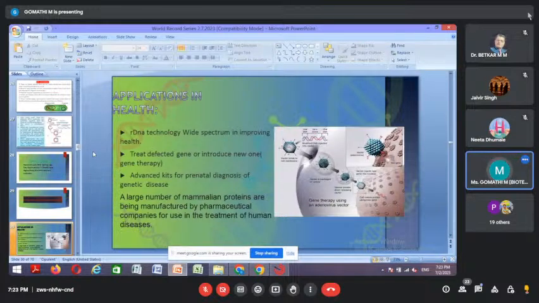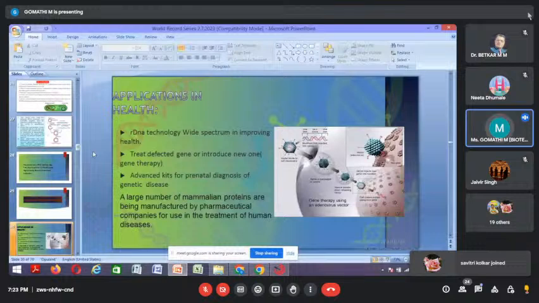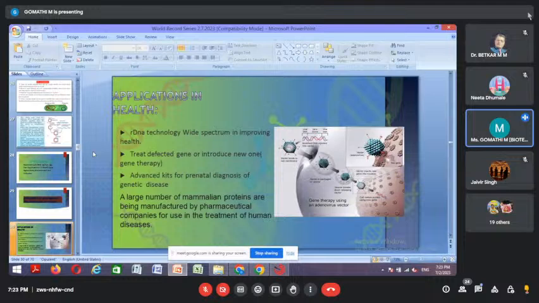rDNA technology has a wide spectrum of applications in improving health. It is used to treat defective genes or introduce new genes, which we call gene therapy. Advanced kits prepared using rDNA technology are available for prenatal diagnosis of genetic diseases, so we can diagnose genetic diseases in the fetus itself. A large number of mammalian proteins are being manufactured by pharmaceutical companies for use in the treatment of human diseases.